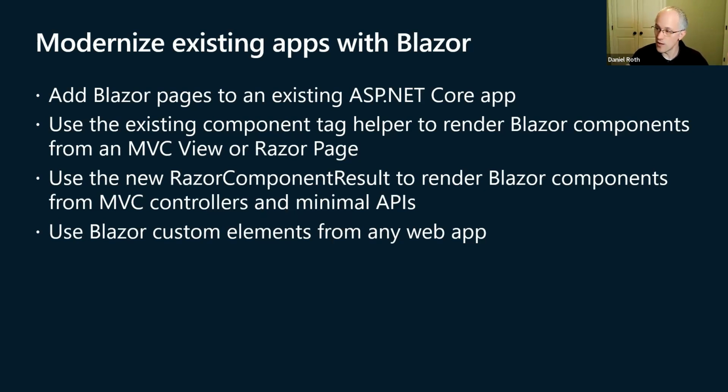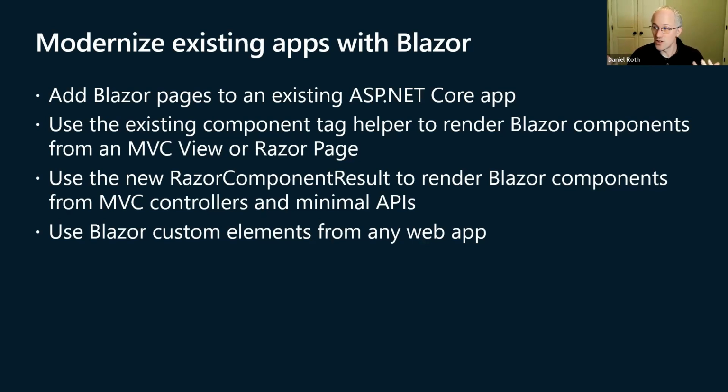There's a tag helper that we provide even before .NET 8. It was available in earlier versions, where you can just take a component and render it from a CSHTML file. That's already supported. In .NET 8, we did add a Razor component result, which is an IResult that you can return from a minimal API or an MVC controller to just render a component as a result of an MVC action or in response to a minimal API request.